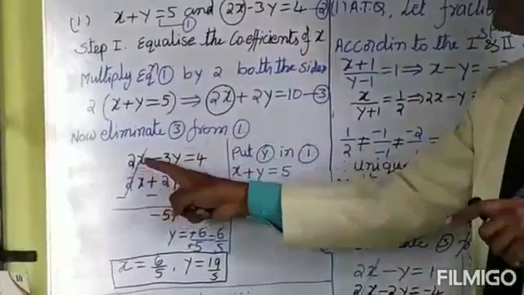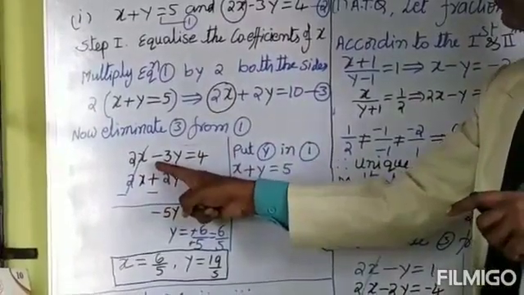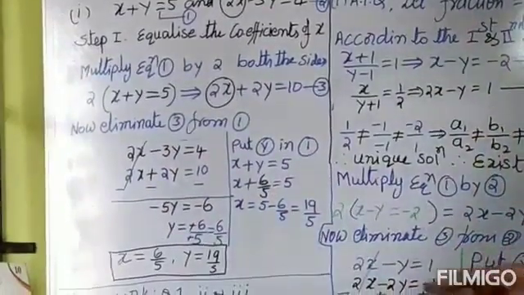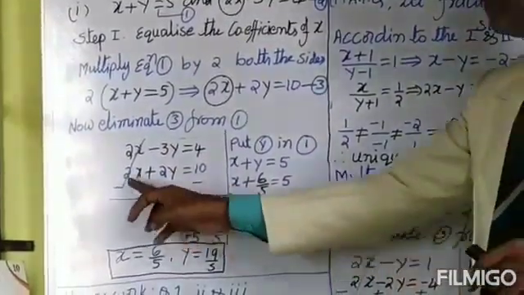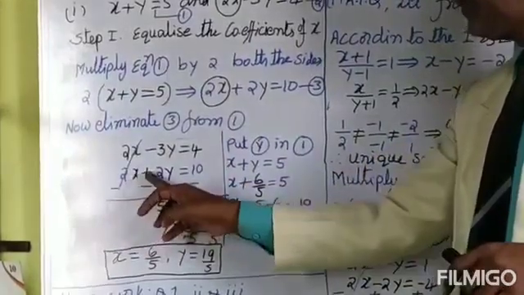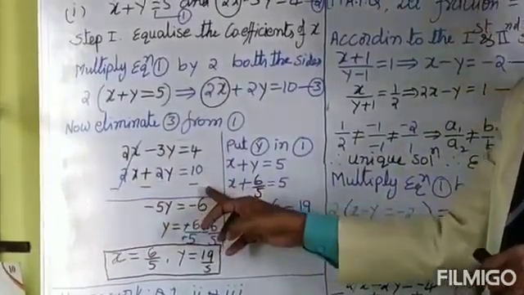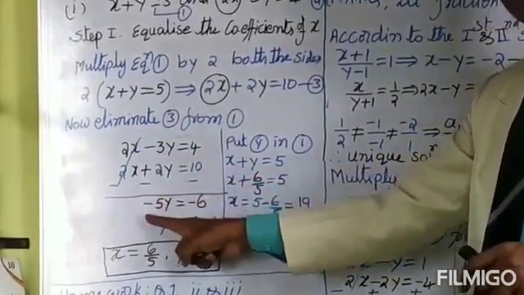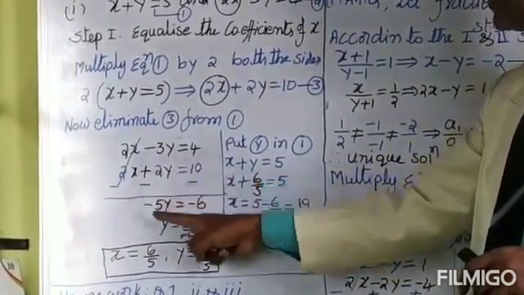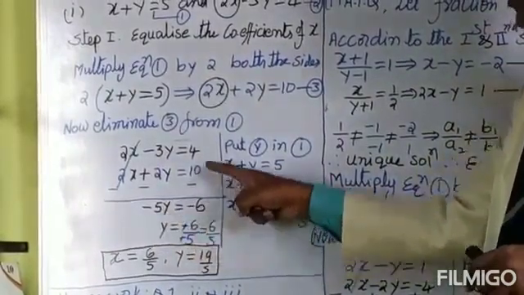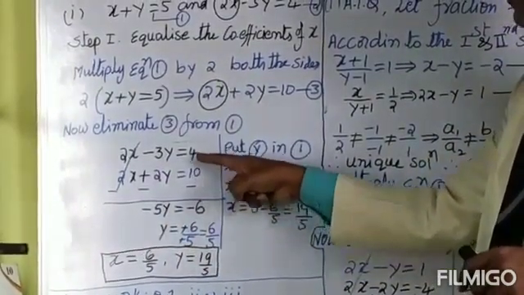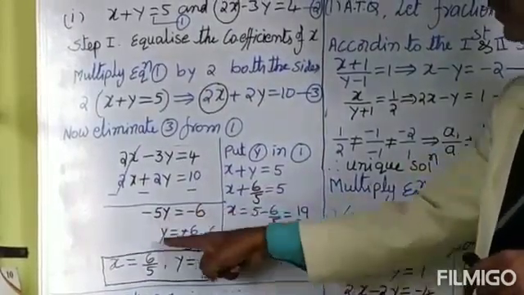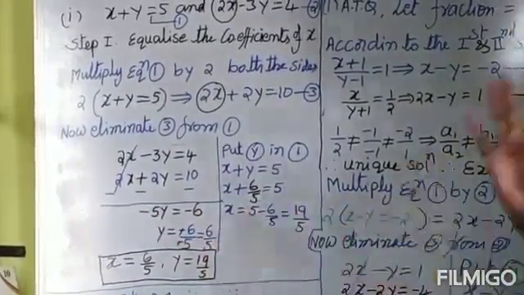This is equation number 3 and 1. To eliminate, we simply change the symbols of these: plus becomes minus, plus becomes minus, plus becomes minus. So negative and positive cancel, and both negatives give a negative symbol. 3 plus 5 is 5y equal to minus 4, minus 10 plus 4 is minus 6. So minus minus cancels, and you get y equal to 6 upon 5.